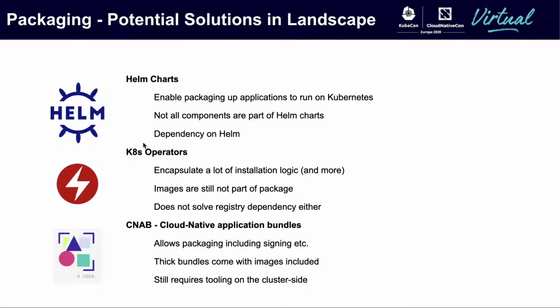So let's look at packaging solutions. Obviously we can use Helm. Helm as a package manager allows us to package all the individual components we need for our application and put them into a Helm chart, but not all components are in the Helm chart, especially the images are not in the Helm chart. And also the target system must have Helm available, otherwise we could not use the Helm chart. We can use an operator. Operators also encapsulate this installation logic and obviously a lot more than just installation logic. But images, again, are still not part of that operator. So it doesn't solve our dependency on the registry side either.